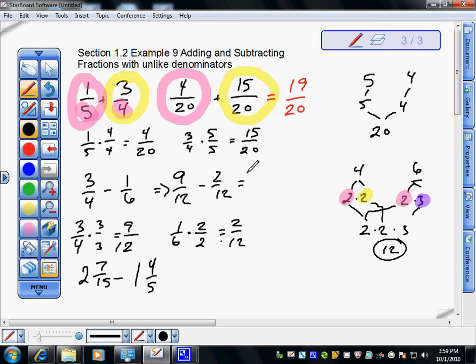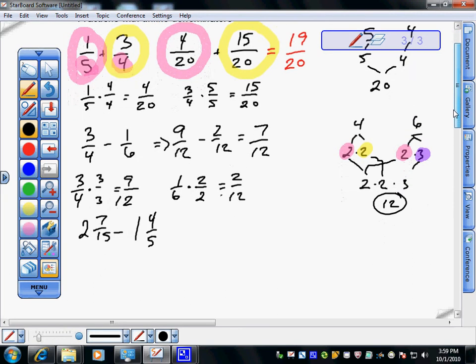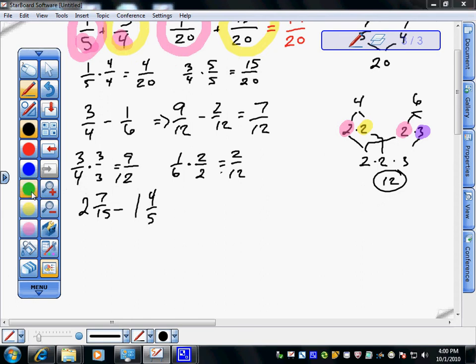9 minus 2 gives me 7 over 12. One thing that confuses people is what we're doing over here is multiplication. 1 times 2 is 2, 6 times 2 is 12. Up here this is subtraction or addition, so the denominator stays the same here. This is where we change the denominator. Similar process going on down here.